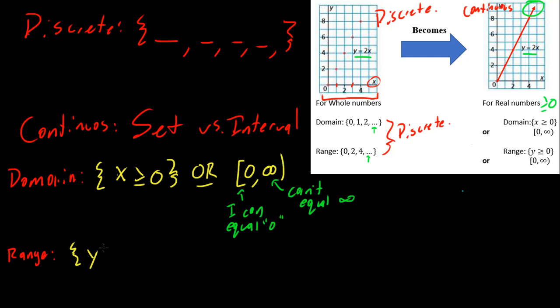So we would start off by saying y is greater than or equal to 0. My lowest y coordinate is 0. Same with my x. Or, just like before, in interval notation, 0 to infinity. Inclusive for 0 because we can have a y coordinate of 0. Non-inclusive for infinity because we can't equal infinity.